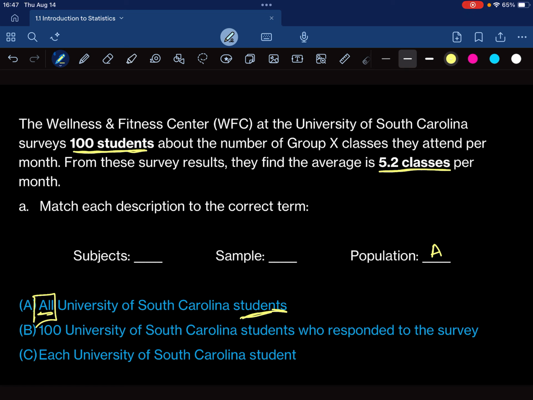For B, it's the 100 students that actually responded to the survey. So it's the students that I collected data on. And again, that's from our problem up here. So in this case, that is our sample, the 100 students that they actually collected data on.